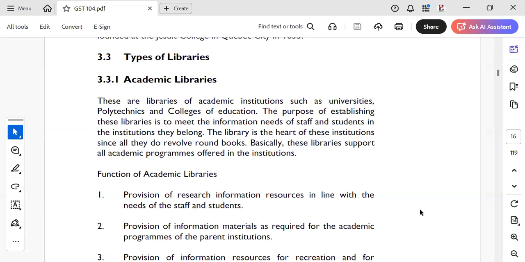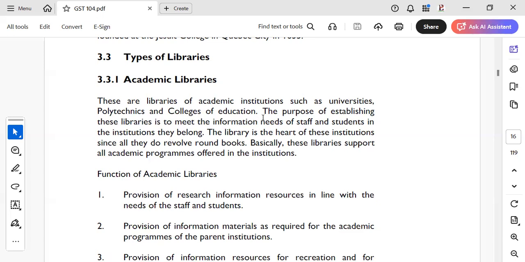The first type we'll talk about is academic libraries. Please note them. These are places questions come from. And what are they? They are libraries of academic institutions such as universities, polytechnics, and colleges of education. The purpose of establishing these libraries is to meet the information needs of staff and students in the institutions they belong to.